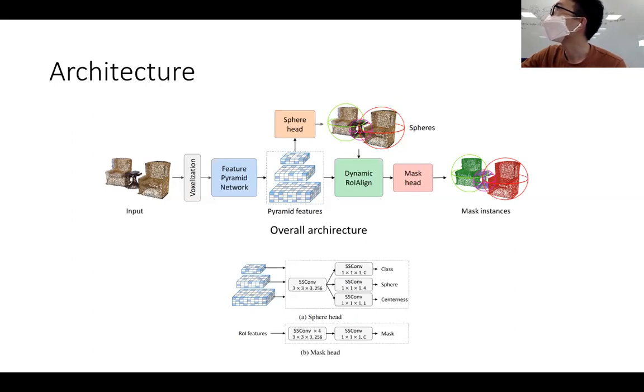In more detail, I draw the sphere head and mask head. It is simple. For the sphere, I detect a class, sphere, and sentinel. And for this branch, I create a mask. Segment means I have a mask. Because I process each object independently, I only detect foreground and background, a binary option. That is why it is called a mask.